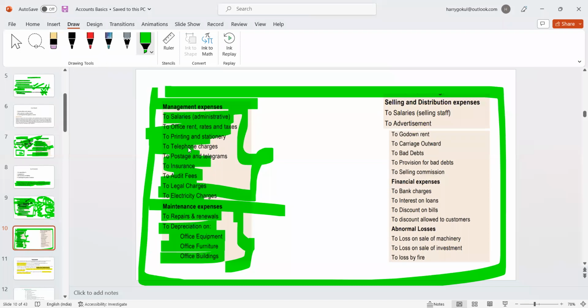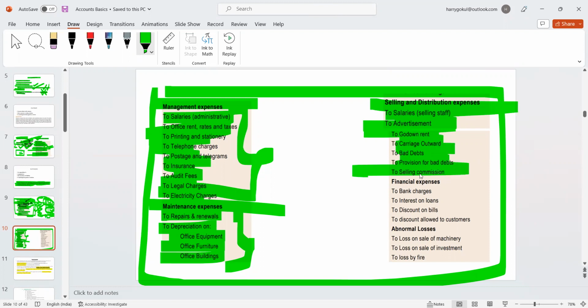Audit fee means what? Just imagine you are doing the business, and you don't know how to account your books of accounts. You gave it to someone like me, who is in the field of accounts. So you gave your books of accounts, and right now they prepared your accounts as per the requirements. So you will pay the fees called audit fee. It's an indirect expense. Selling and distribution expenses: advertisement, godown rent, everything related to sales will come under the category of selling and distribution expenses.